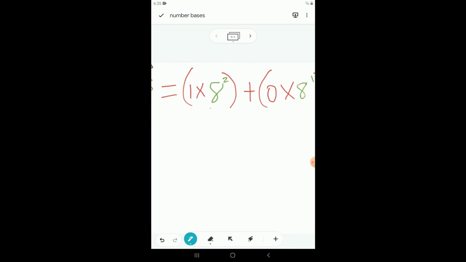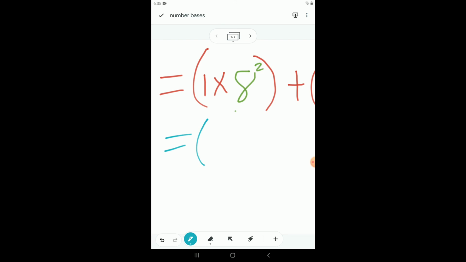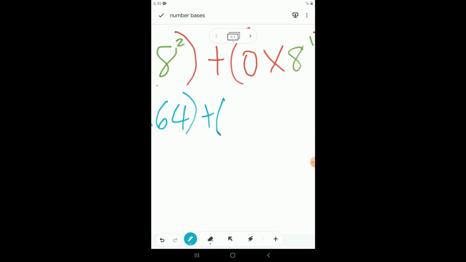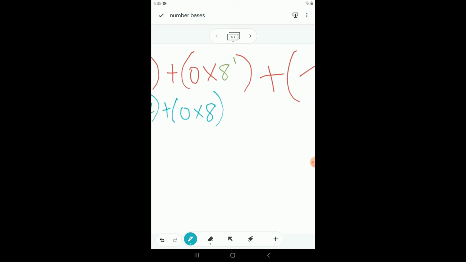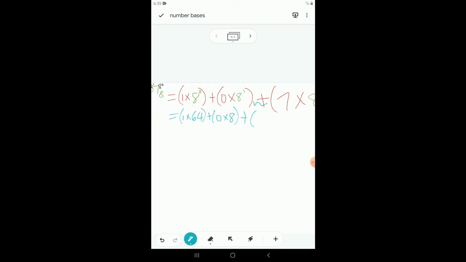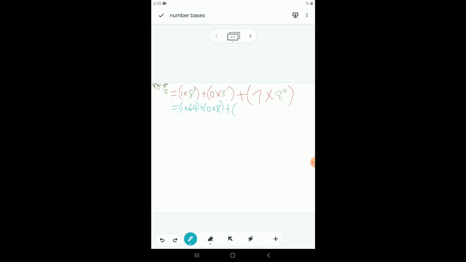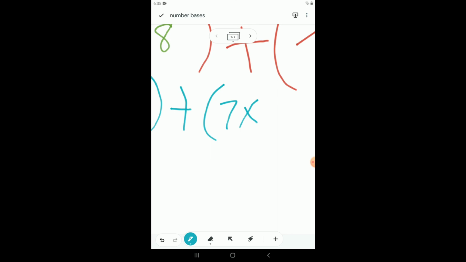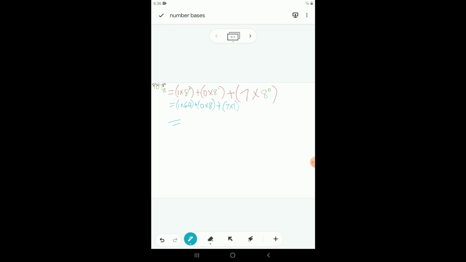All right, so we're going to simplify. So what is 8 to the second power? All right, so it is 8 times 8, which is 64. Very good. Now we have 8 to the first power. What is that? Very good. 8 to the first power is 8. And then we go on to 7 times 8 to the 0 power. What is 8 to the 0 power? 1. Very good. All right, so now we're going to move on.